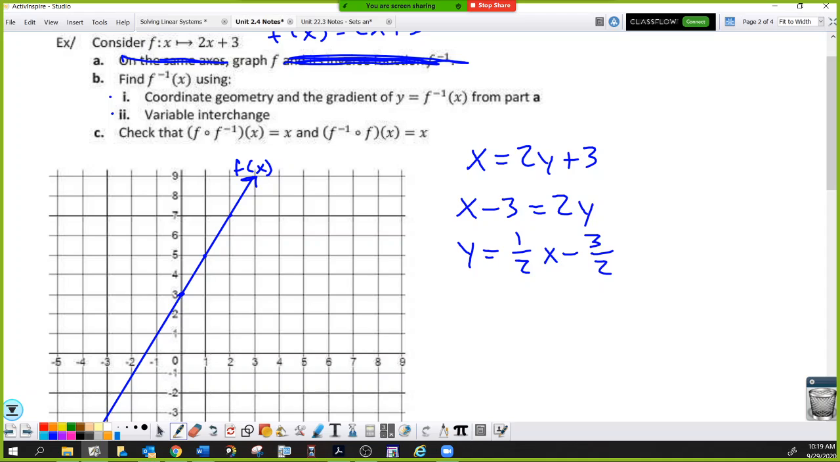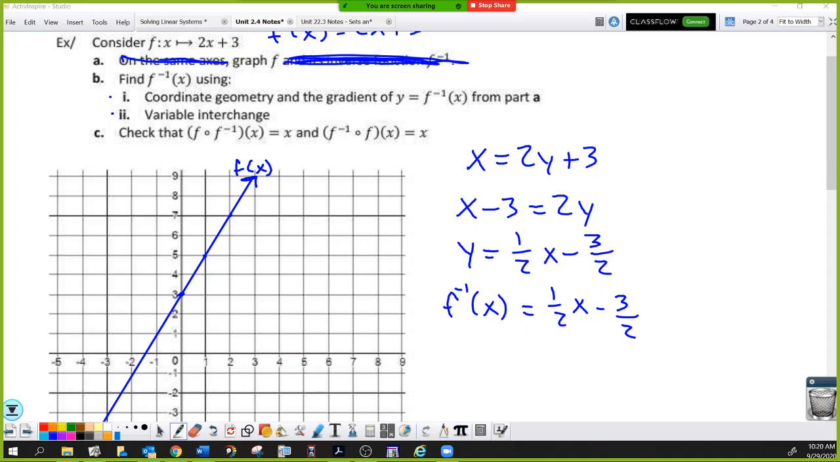And you go, oh man, I don't want to graph 1/2 x minus 3/2. That kind of stinks because its y-intercept is oogly. Okay, well then I'll tell you what we're going to do. So that is f inverse of x. How about we find the graph of the f inverse of x by just using coordinate geometry?